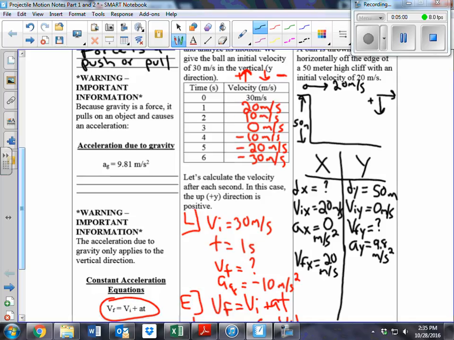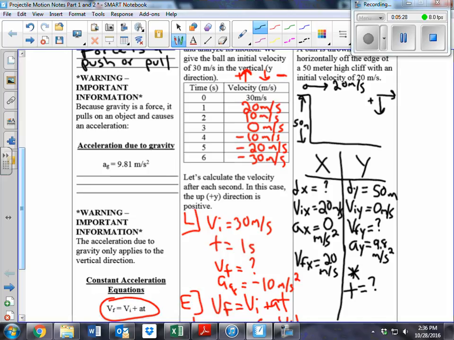Lastly, ladies and gentlemen, and this is critical, that's why I put a star next to this. Even though time is the same for both x and y, you use y to find time because the acceleration on the y-axis and your initial velocity on the y-axis are the only things that dictate how long it takes to get to the ground. So we figure out time using the y variables.